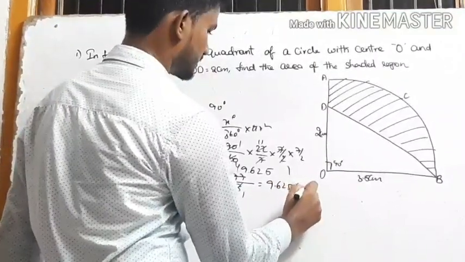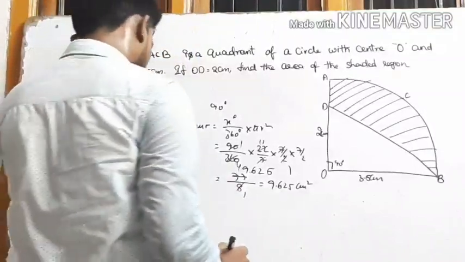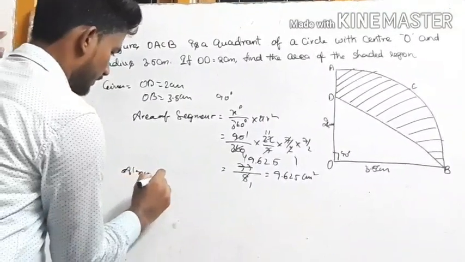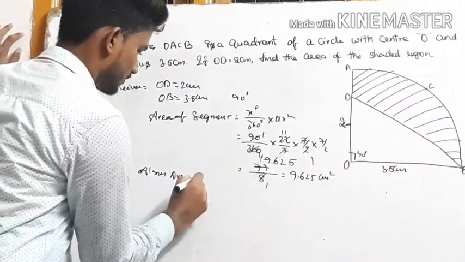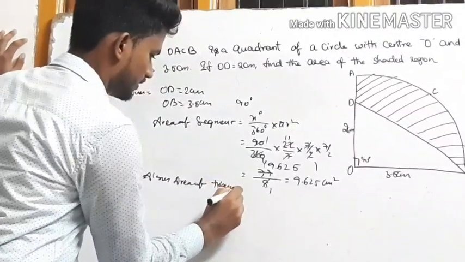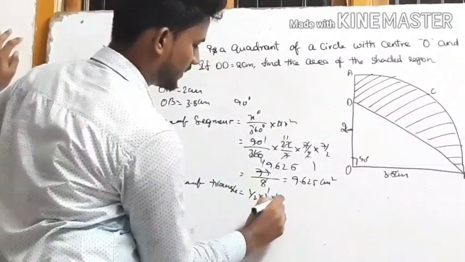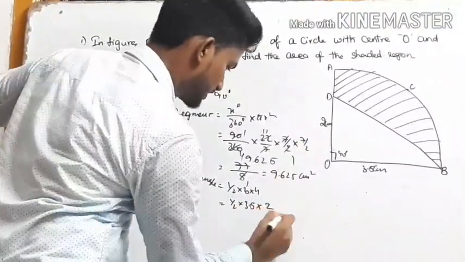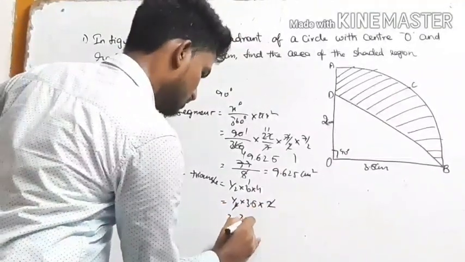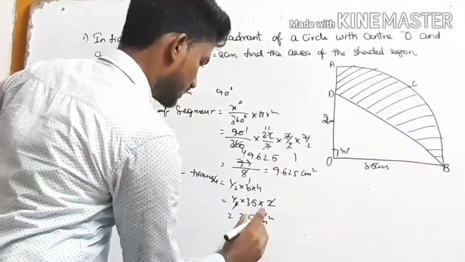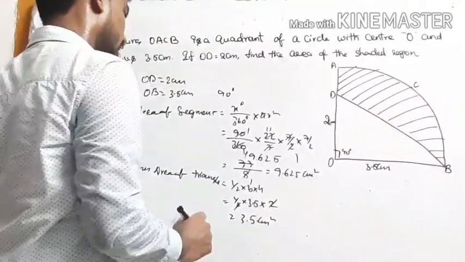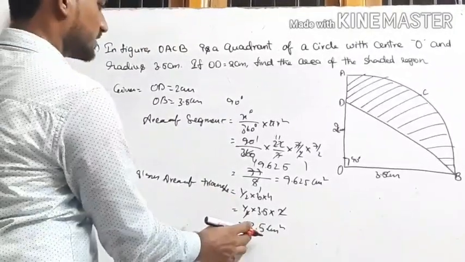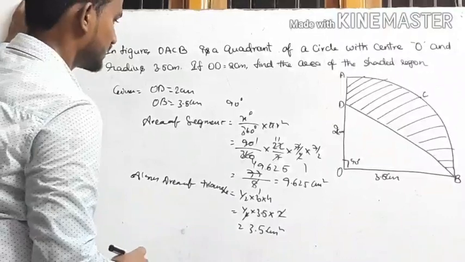9.625 centimeters square is the area of this segment. Then we want to find the area of the triangle. Area of triangle is half into base into height, which equals half into base 3.5 into height 2 centimeters. The 2 cancels, so this is equal to 3.5 centimeters square. This is the area of the triangle. Then we want to subtract the 3.5 from the area of the segment.